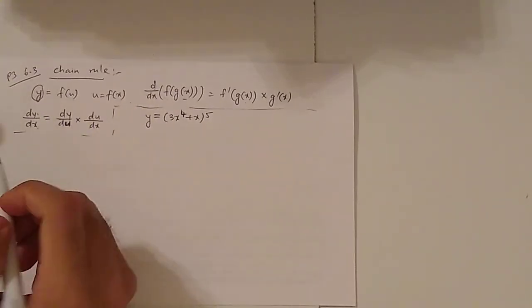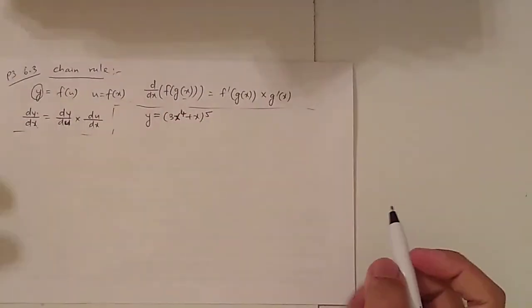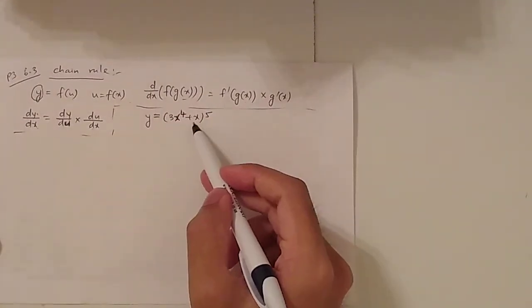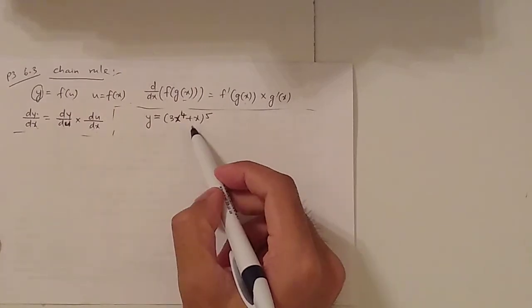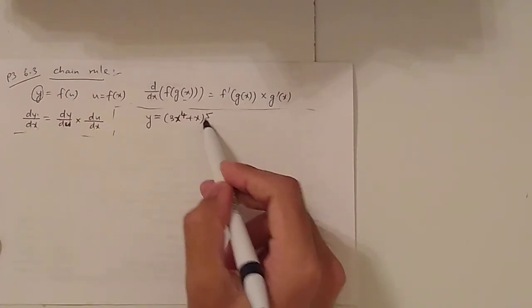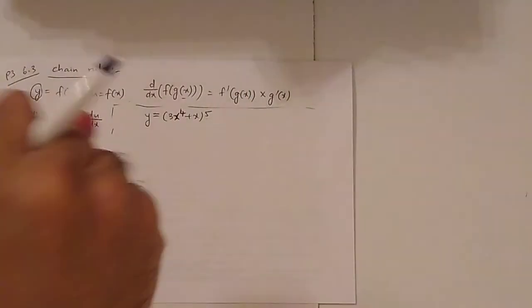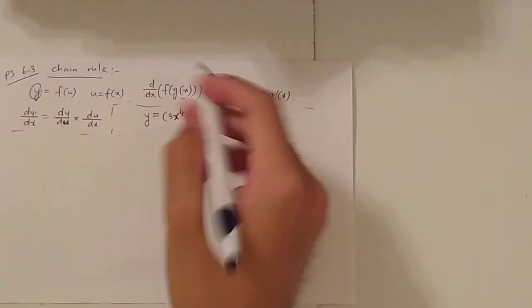Okay, now who's u here? In this case, on first look it is not that apparent who u is. The outer function, if you notice, is raised to 5. There is a function inside the bracket, and that inner function is raised to 5. That is the outer function.